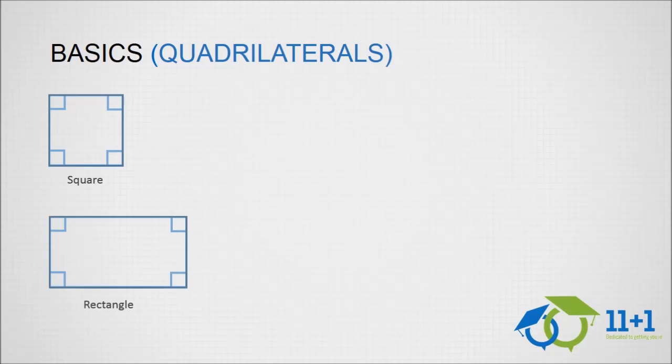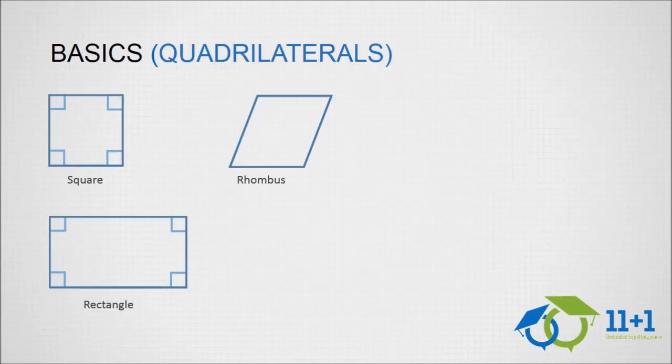Here's a rectangle. A rectangle has 2 pairs of equal sides and 4 right angles. So 2 of its sides are equal and the other 2 are equal, but not all 4 of them are equal. However, all 4 angles are at 90 degrees each.